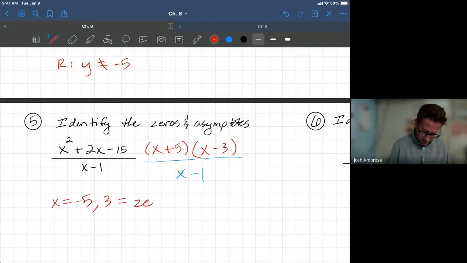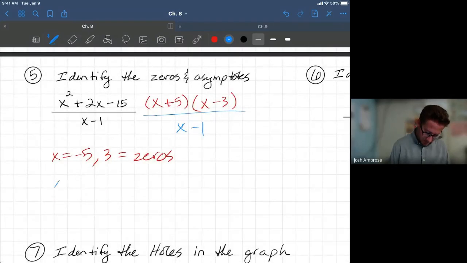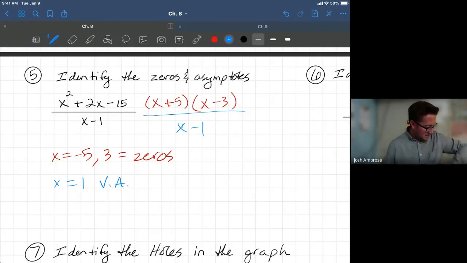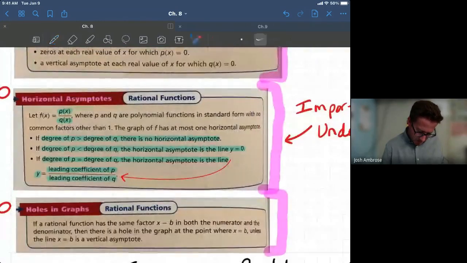And these are the zeros. Okay, then for our denominator, you're going to get x equals 1. And this is your vertical asymptote. And then let's see what we're dealing with when it comes to our horizontal asymptote, which, by the way, goes back to this chart right here, horizontal asymptote.